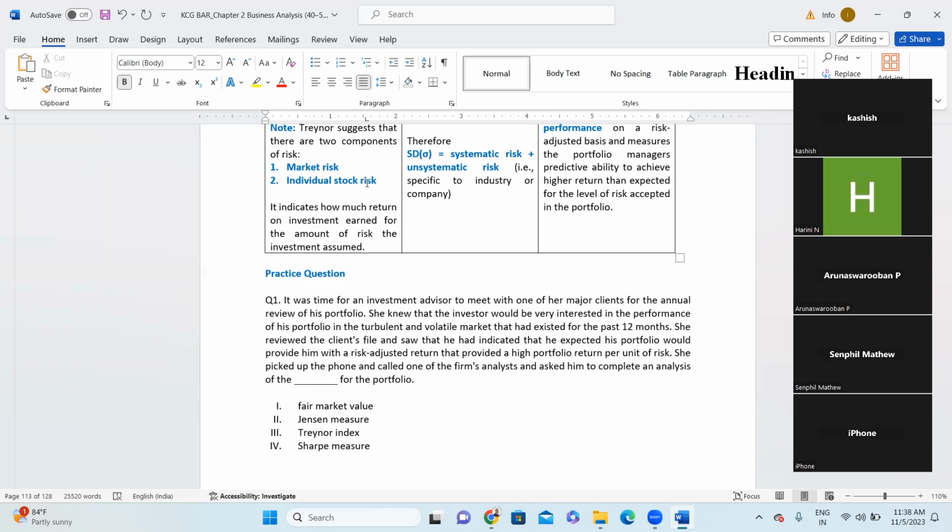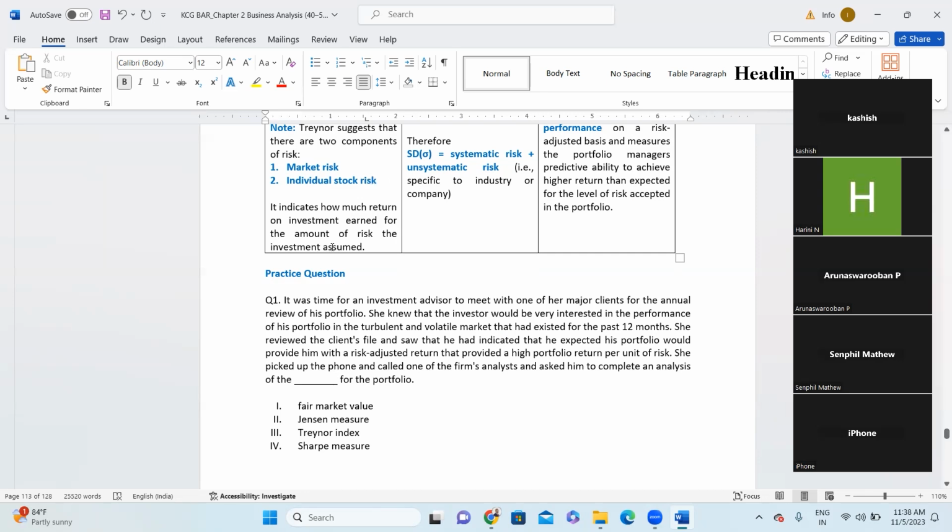Which one is the right option? Are you guys here? Yes, sir. So which option do you feel is the right option? What is the call of the question?